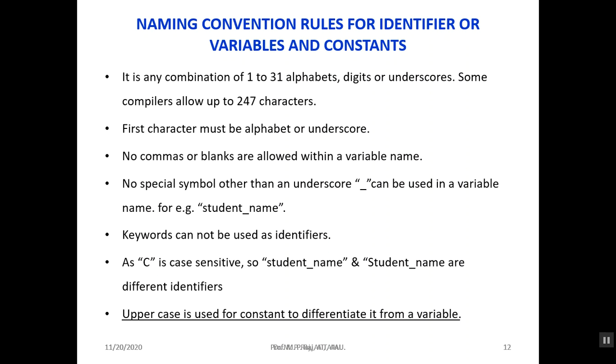So when we talk about C language, we have got some restrictions: a name can be a maximum of 31 characters only. These 31 characters can be either alphabets, digits or underscore. We have one special character, that is underscore. This symbol is available on our keyboard beside the zero key.